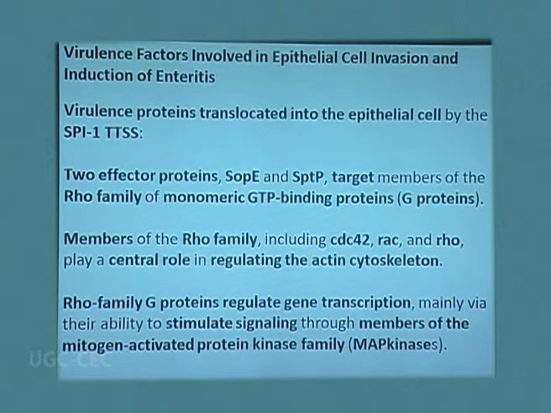Now, these Rho family G proteins regulate gene transcription by stimulating signal transduction via the MAP kinase family members of the host cell, that is the mitogen activated protein kinases. And all these downstream effectors regulate the rearrangement and reorganization of the host cell cytoskeleton, and thereby regulate the internalization of the bacteria within the intestinal epithelial cells.